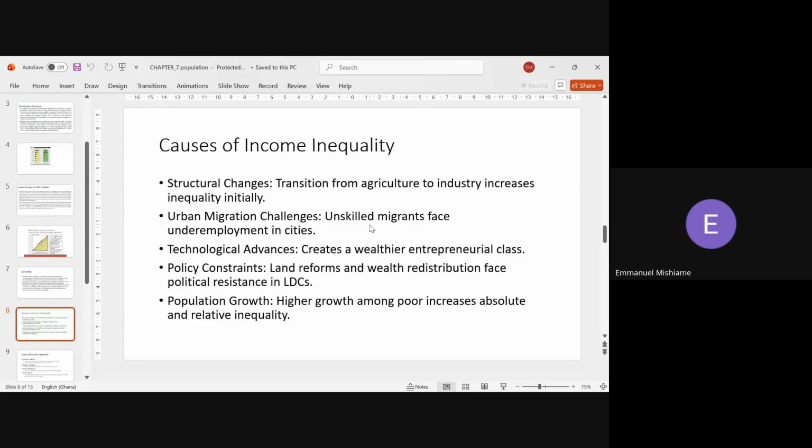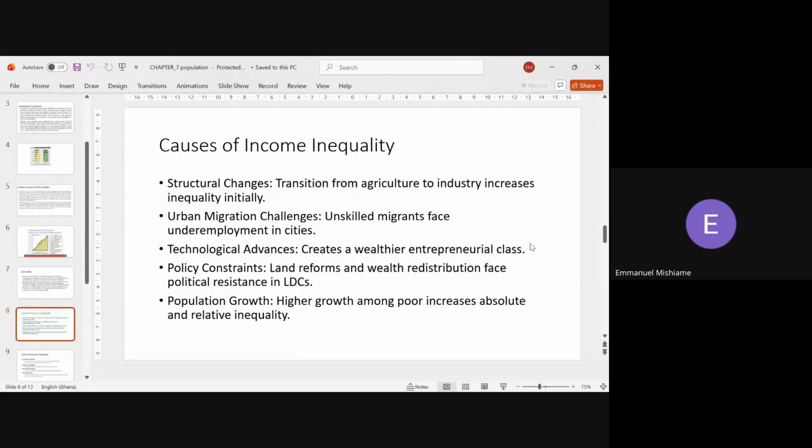people are earning less. So if it was 100 cedis, 5 people would have shared it equally. So everybody will get what, 20 cedis each. But now, because you have 10 people that you have employed, you don't want to increase their wage. You still pay them 100 cedis, which means that everybody's then going to earn what, 10 cedis each. So that is the second issue under urban migration challenges. So where you have unskilled migrants facing underemployment in the cities.